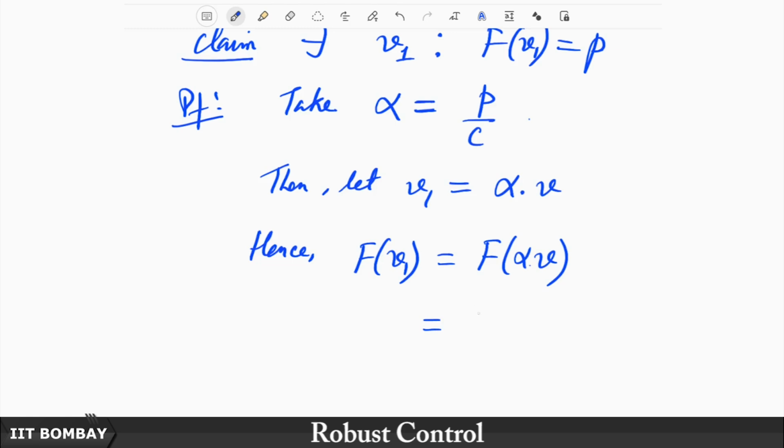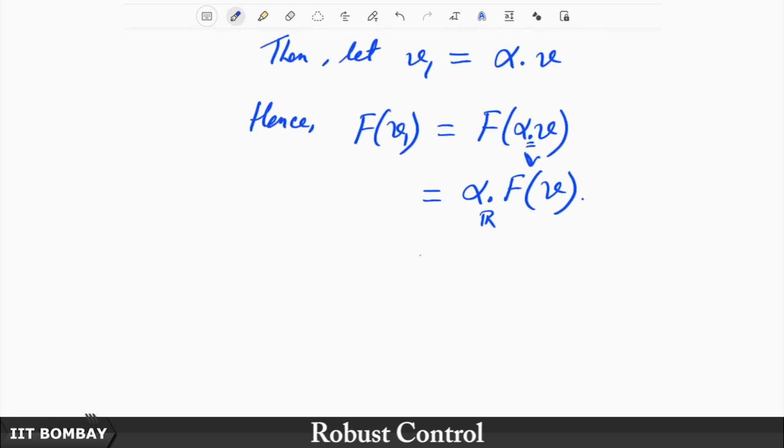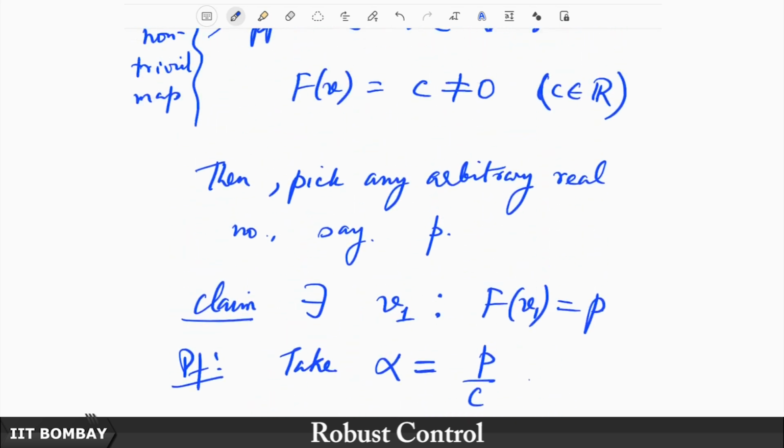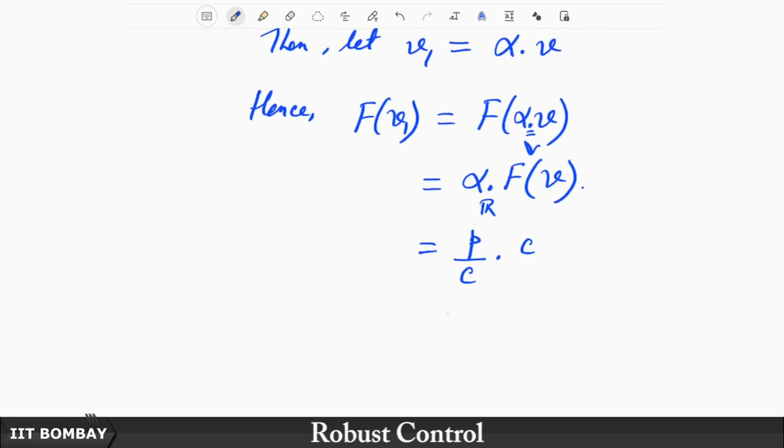But because it is a linear map, I can pull out this alpha outside, and this is an operation, this is the scalar multiplication in the vector space V, but this is now a scalar multiplication over real numbers. That is what I can do precisely because of the linearity of this map. But then what is alpha? Let me substitute alpha. So, this is P by C times, and what is f of V? By the given condition here, f of V is equal to C. So, this is C, and C is non-zero, so I can cancel it out. So, this gives me P.